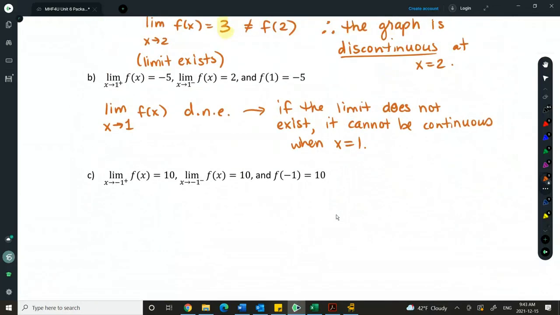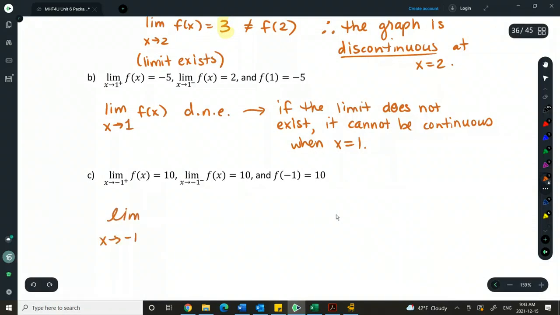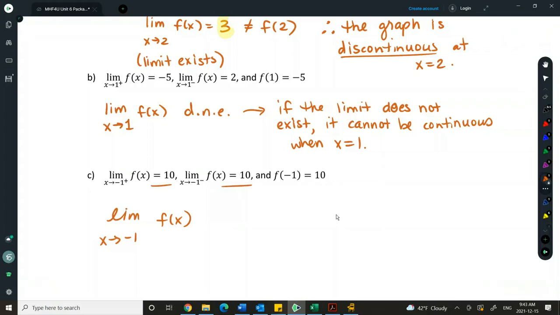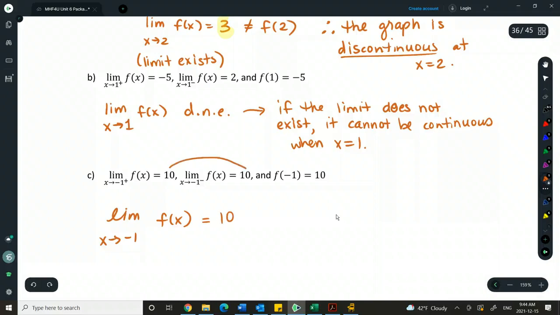Okay, last one. What do we know about the limit as x approaches -1 of f at x based on our information above? Does it exist? Does it not exist? Surwa? It exists, and it will be equal to 10. Okay, right and left limit are the same, so that's good.